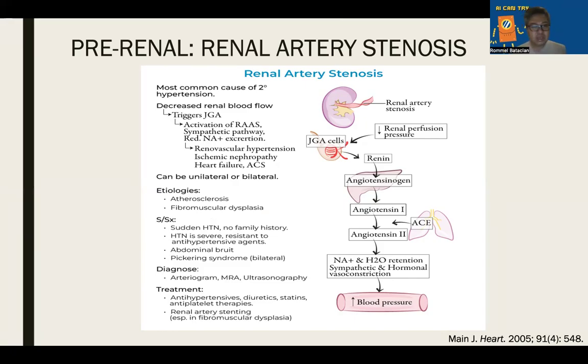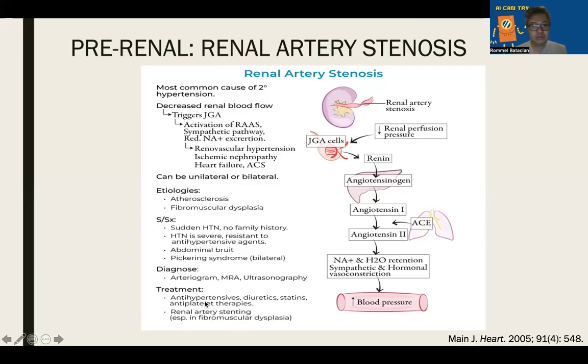So in patients with sudden elevated hypertension, if the hypertension is very excessive and is resistant to antihypertensive agents, for example, you already have three, four, or five different classes of antihypertensive medications, and still it is not controlled, you need to consider, especially in young individuals, less than 40 years old, renal artery stenosis as a possible cause. So you can diagnose this by arteriogram, a magnetic resonance angiogram, or the Doppler of the renal artery.